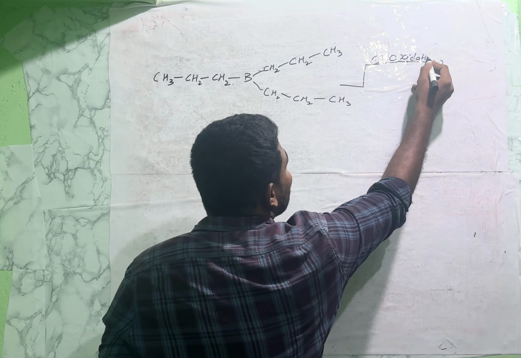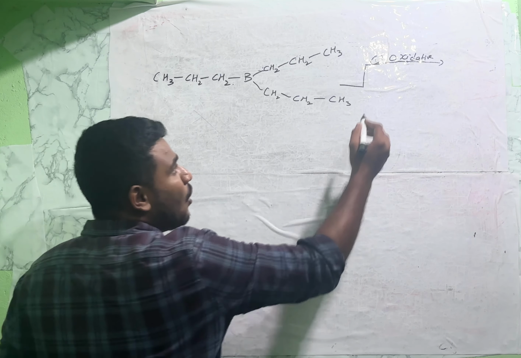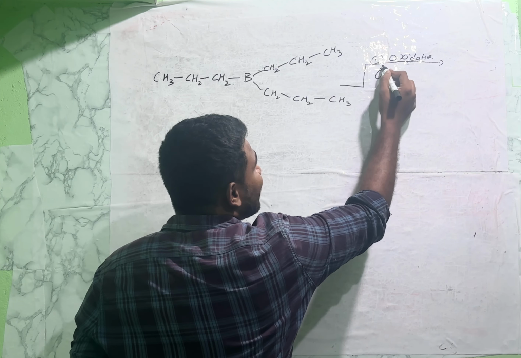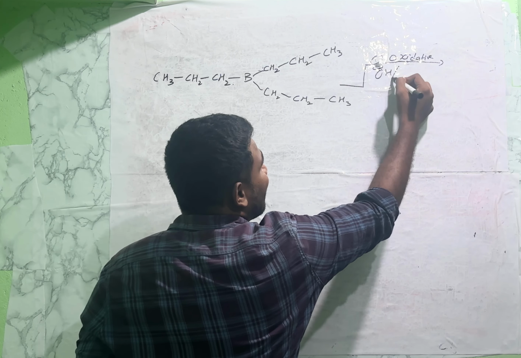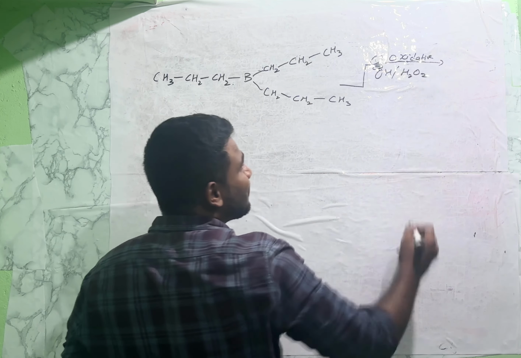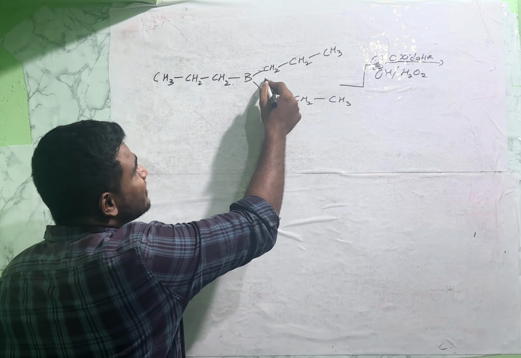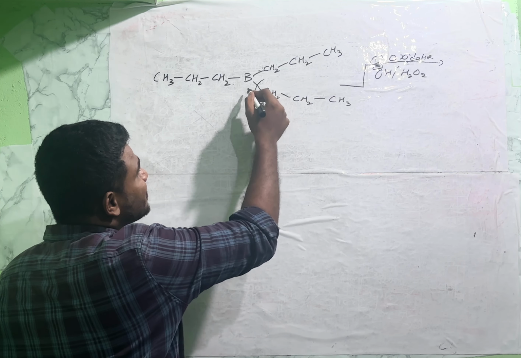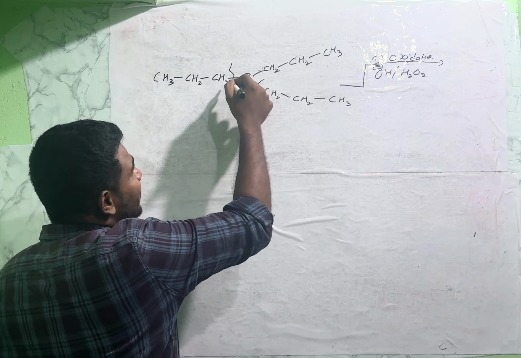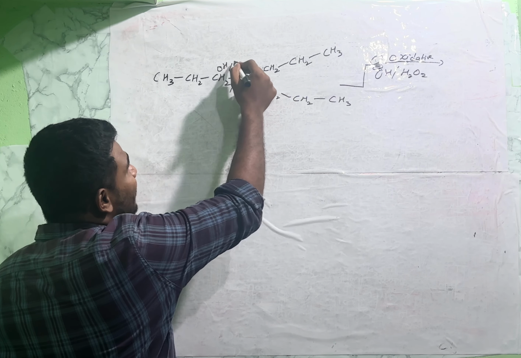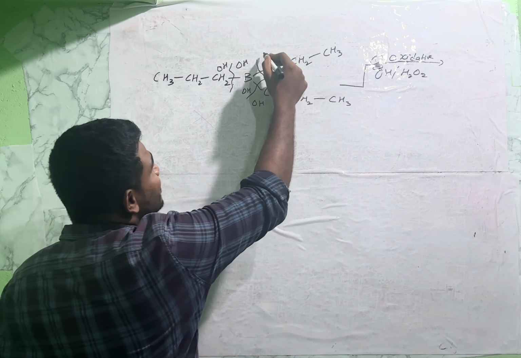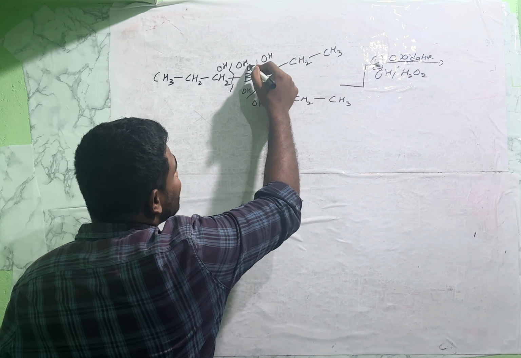Oxidative hydroboration. Here OH minus we will add, OH minus or H2O2. What happens for oxidative hydroboration? I am talking over here. Just break this bond, add OH here, another OH here. Break this bond, add OH here, another OH here. Break this bond, add OH here, another OH here.